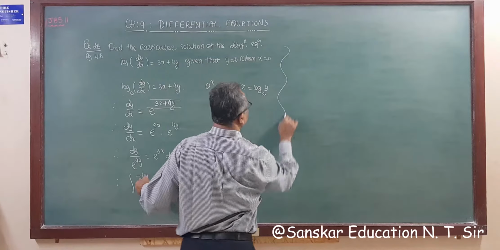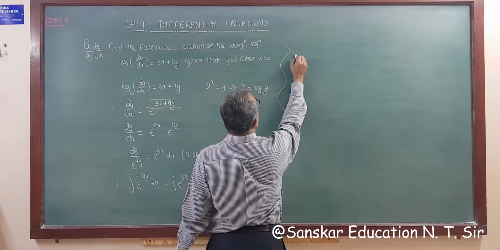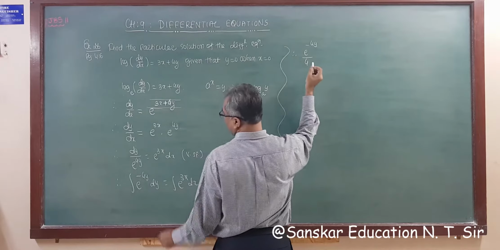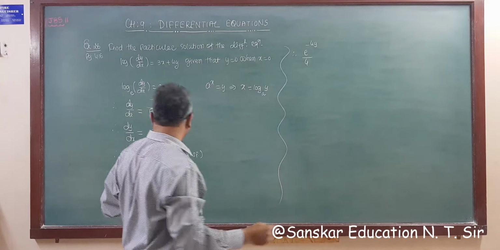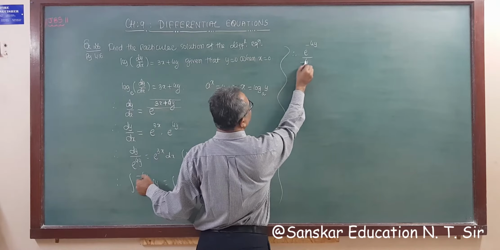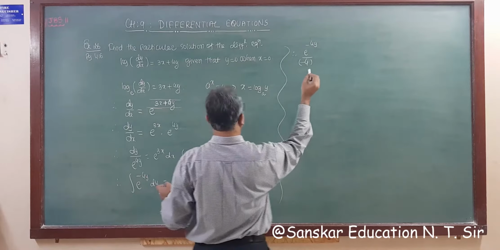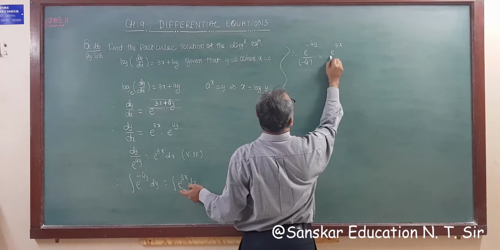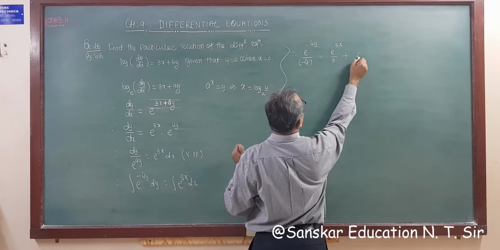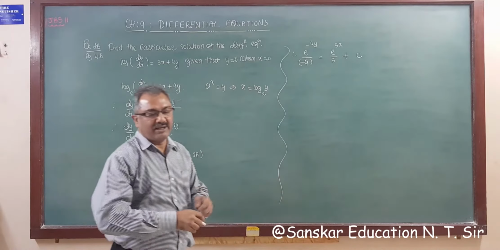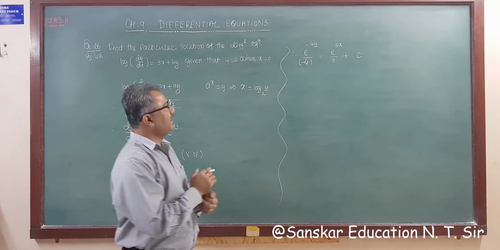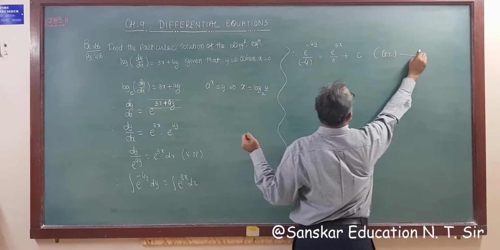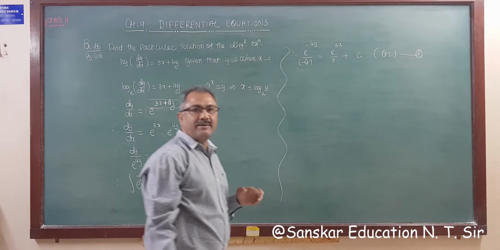So we get e raised to minus 4y upon 4, that is minus 4, is equal to the integration of e raised to 3x by 3 plus c, which is the general solution. So this is the general solution, equation number 1.